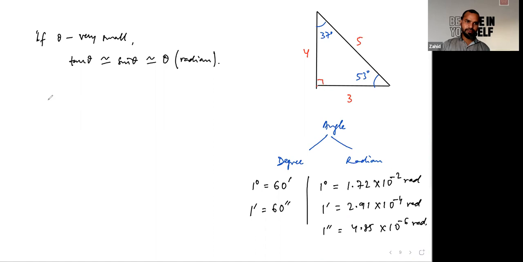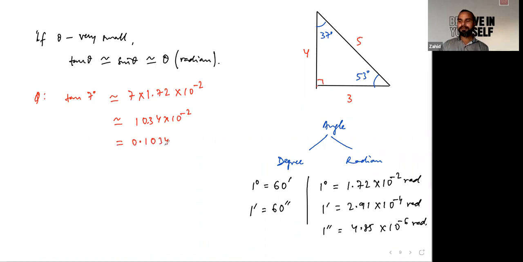Now, on this basis, if you have to solve tan of 7 degree, how will you calculate it? You may write it as 7 in terms of theta, but you have to convert this degree measurement into radian measurement. As 1 degree is equal to this much, just multiply it by 1.72 into 10 to the power minus 2. So it will be 0.1034 as tan of 7 degree. Is it clear?